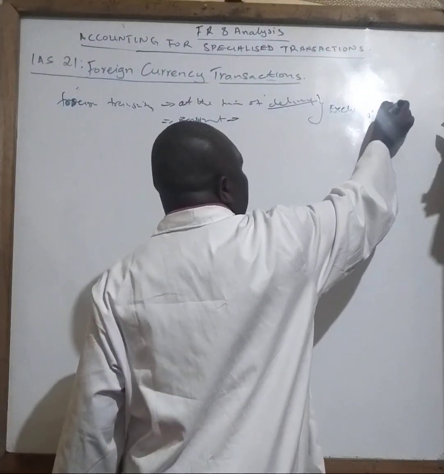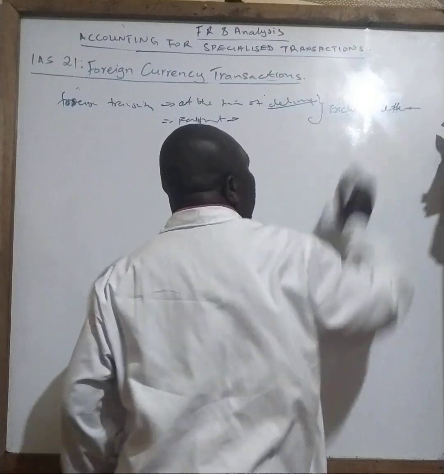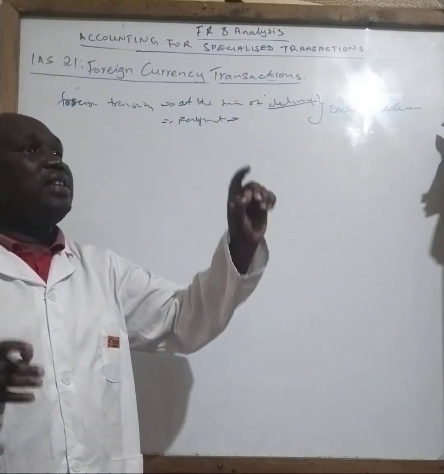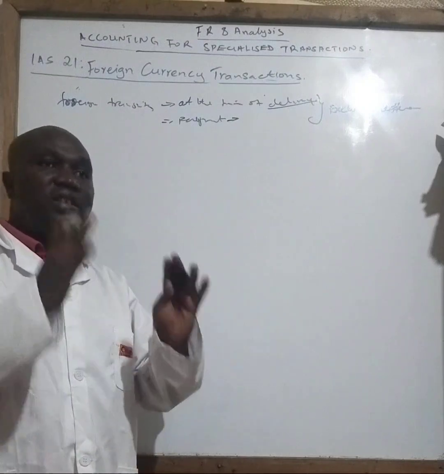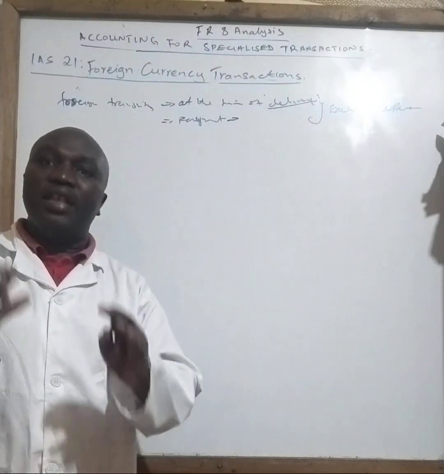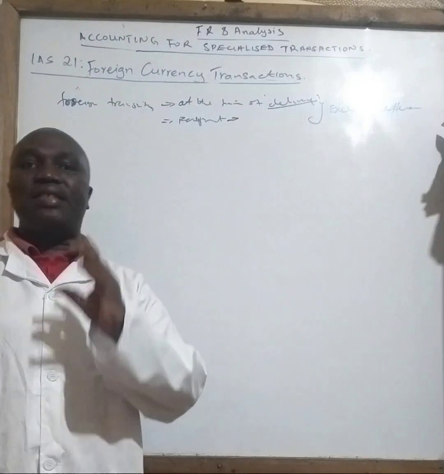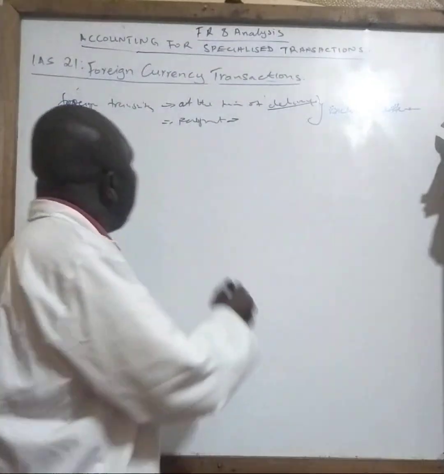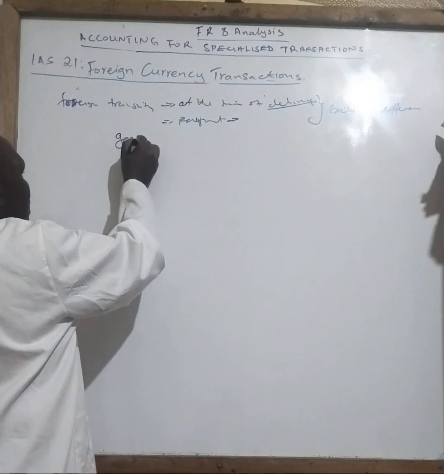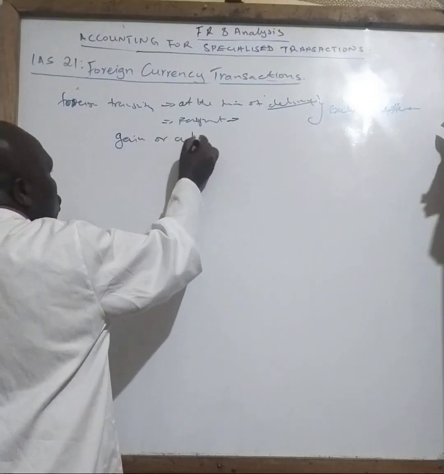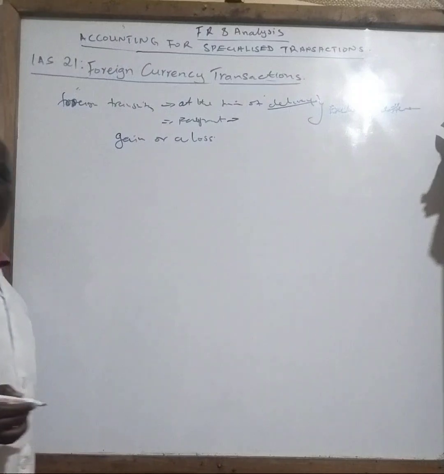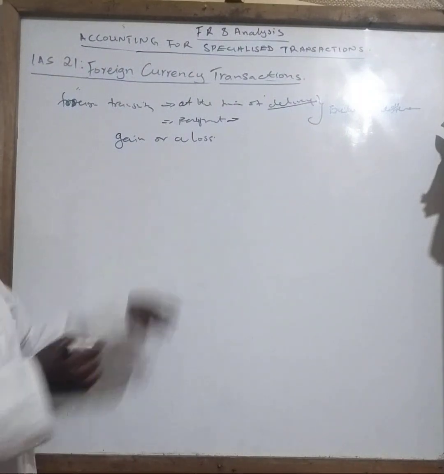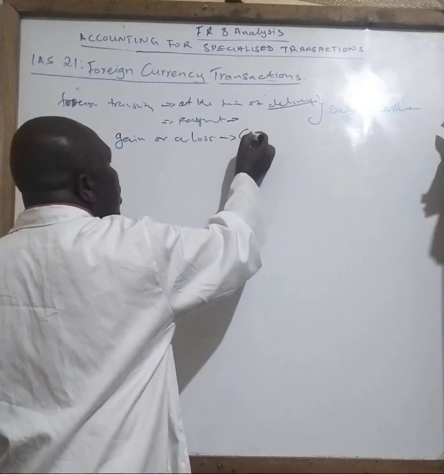Exchange what? Difference. How does exchange difference occur? It occurs where the exchange rate at the time of transaction is different from the exchange rate at the time of payment or receipt. So this exchange difference here can either be a gain or a loss. Correct? And for us to get what we call a gain or a loss, we have to carry on what we call conversion.